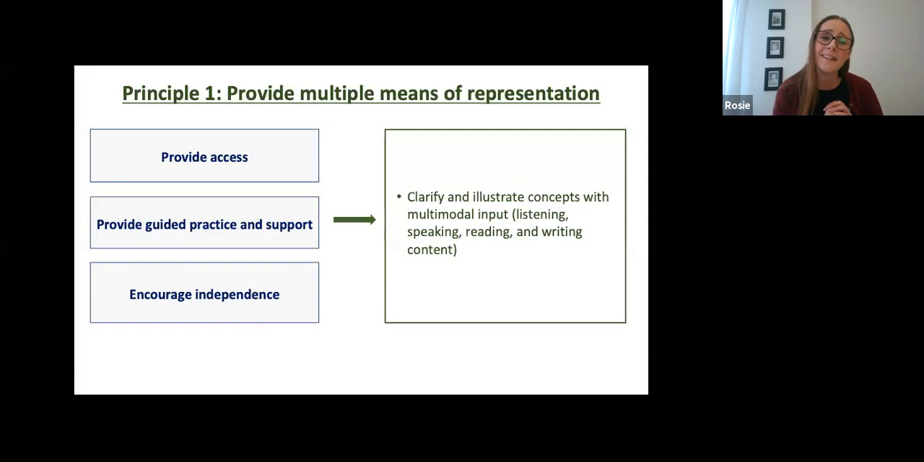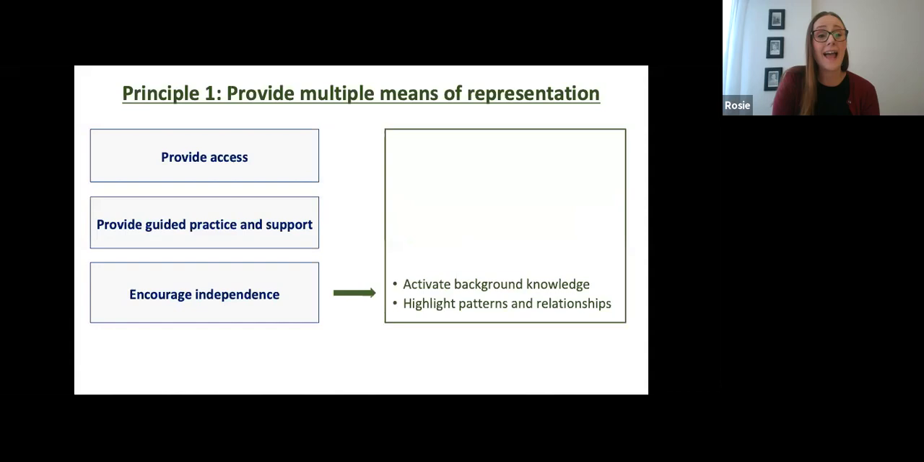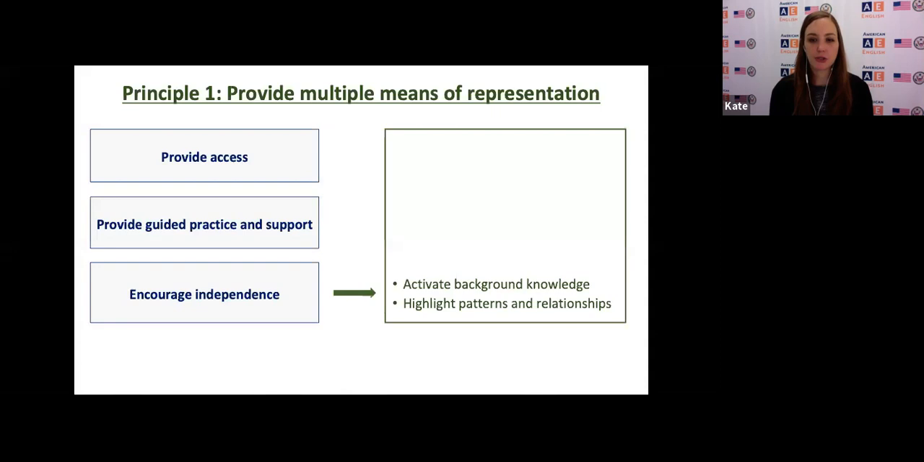And finally, we need to think about how we can encourage independence. So we need to think about how we can activate background knowledge, what students already know, and highlight patterns and relationships. Now, this is specifically important when we think about grammar and vocabulary, right? And so oftentimes teachers believe that they shouldn't give explicit grammar rules. I kind of disagree with this, because we need them to recognize the patterns and see them with their language learning. Does that make sense?